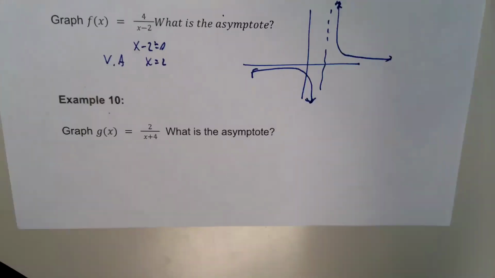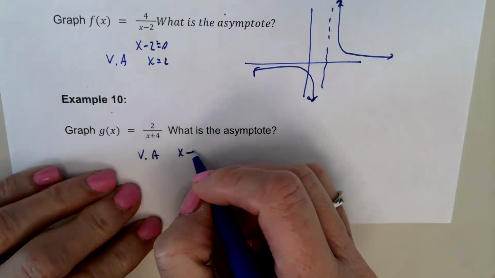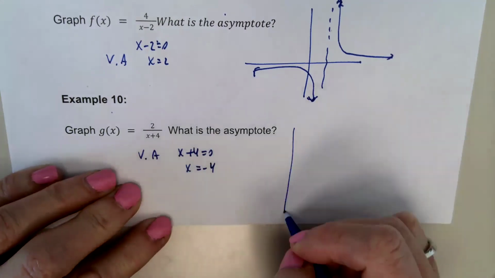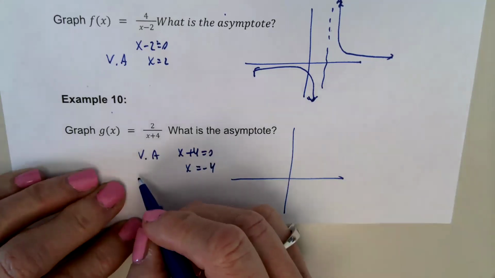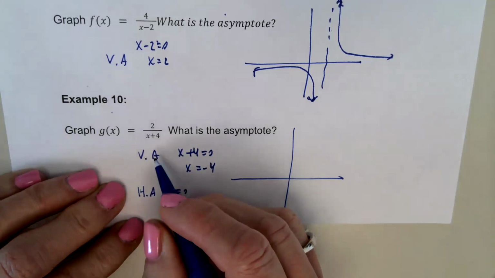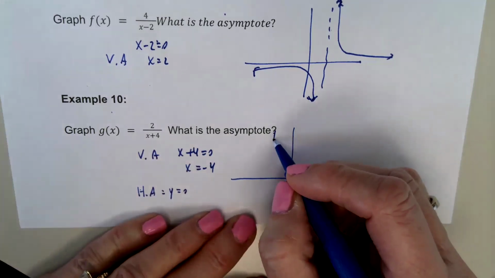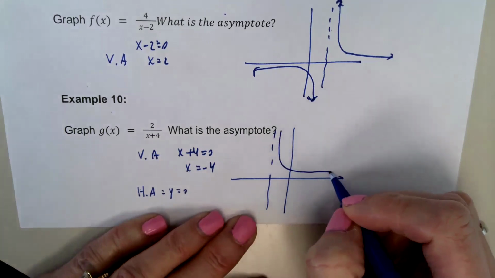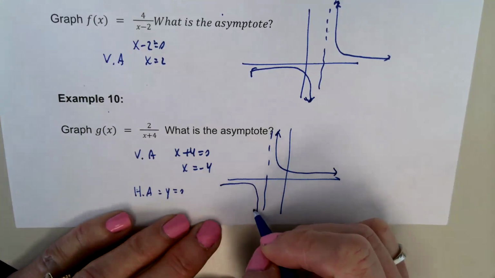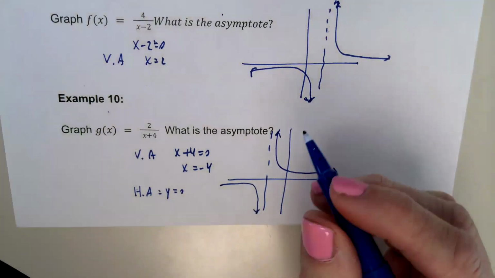And then our last one is something similar. The vertical asymptote is going to be when x plus 4 equals 0. So at x is negative 4. And there's going to be a horizontal asymptote at y equals 0 again, because as x gets infinitely large, the output goes to 0. So here is our vertical asymptote at x equals negative 4.